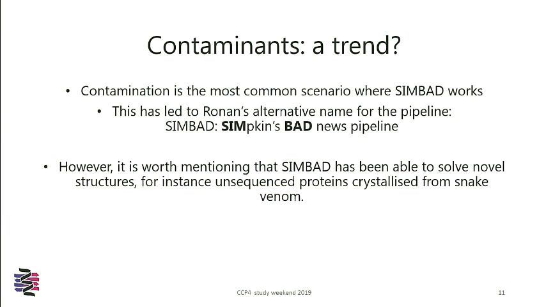It's the number one scenario where SIMBAD works. And this has led Ronan to redub it Simpkin's bad news server. I think people are very rarely happy when I tell them you've got a contaminant. I've seen the full five stages of grief, you know. It's worth mentioning now, though, we have been able to solve some novel structures.